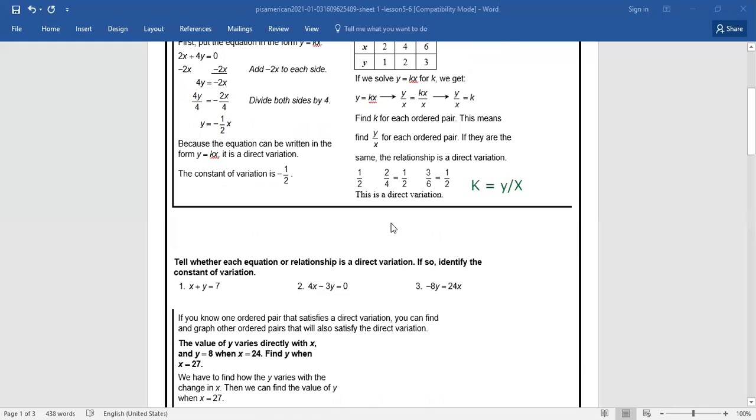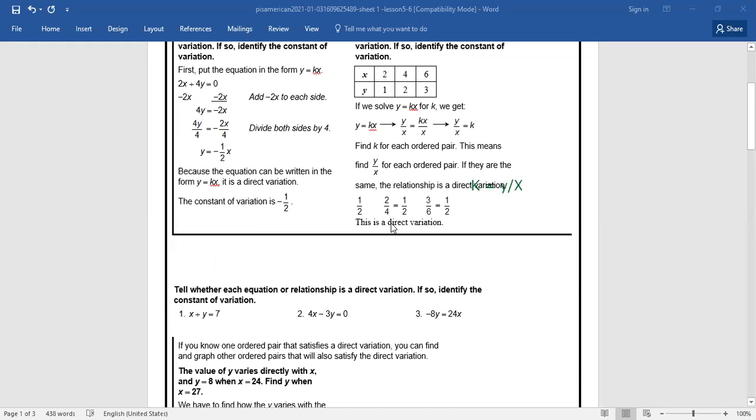Let's check together some questions. Tell whether each equation or relationship is a direct variation. If so, identify the constant of variation. Be ready and please press the hand on your keyboard and tell me who wants to answer.